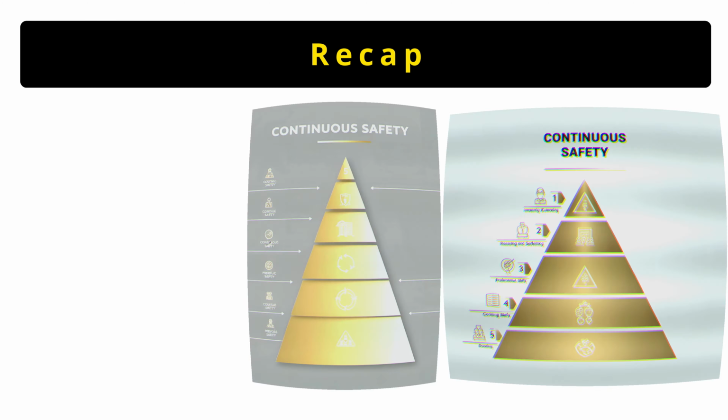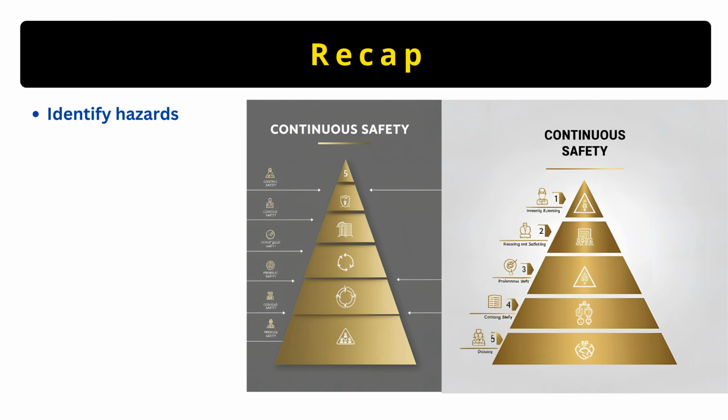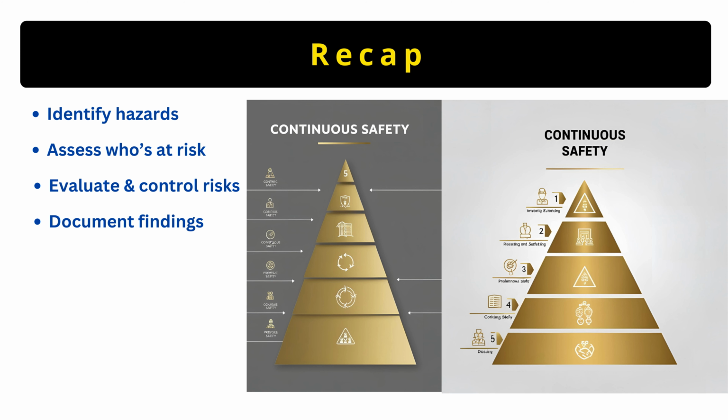Let's recap. Identify hazards. Look everywhere, from physical dangers to cyber threats. Assess who's at risk, employees, customers, or the public. Evaluate and control risks. Ask how likely and severe they are. Then take action. Document everything for legal protection and better safety tracking. Review regularly because risks don't stay static and neither should your plan. By following these steps, you're not just complying with regulations, you are building a culture of safety that protects people and your business.